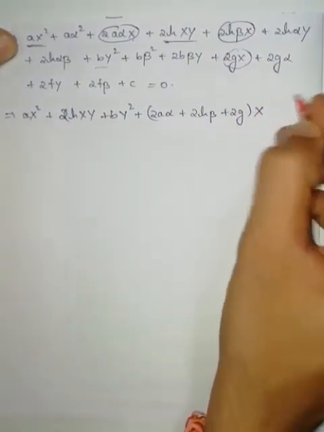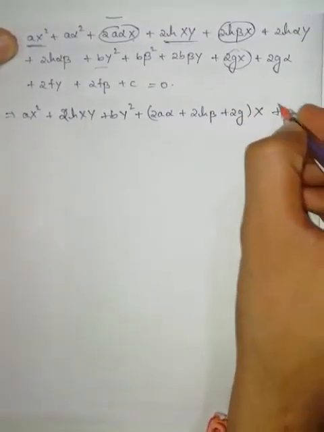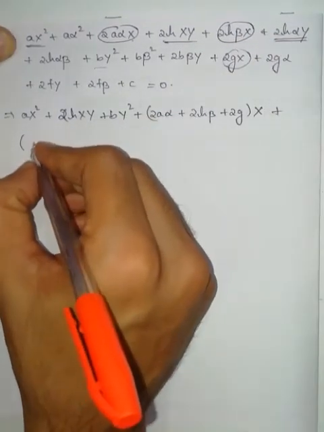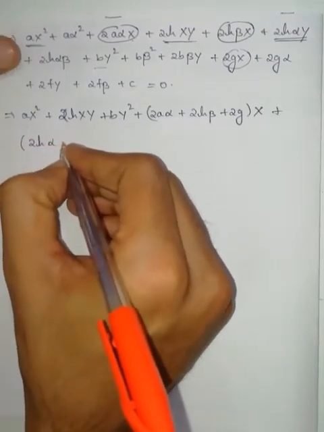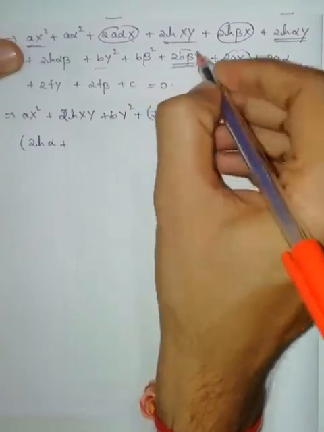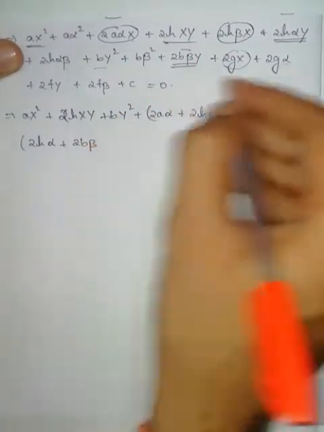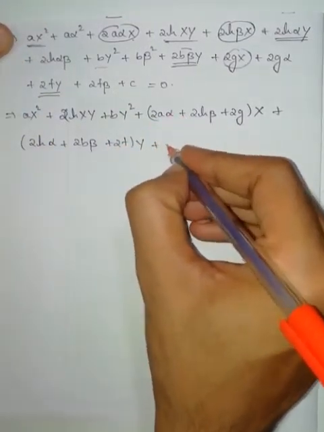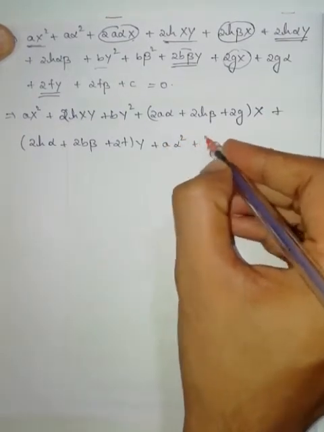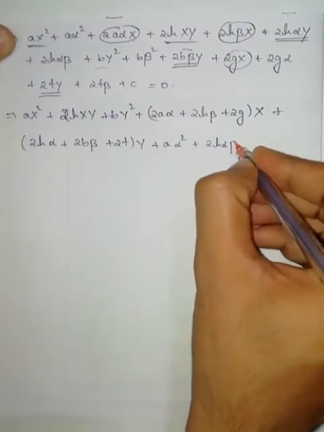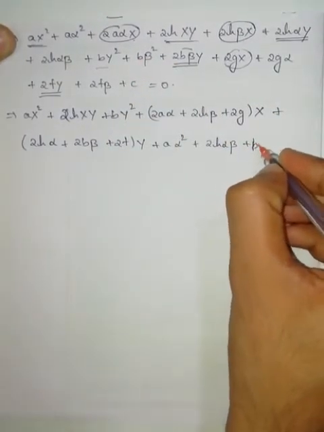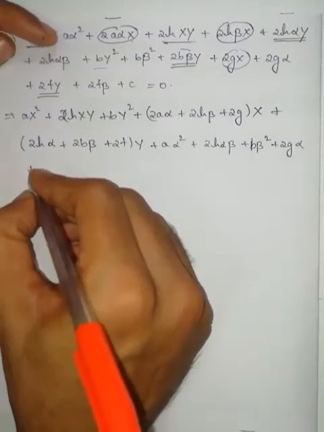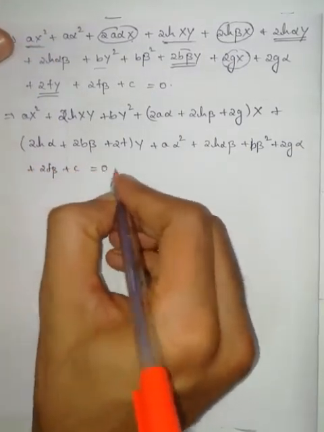2g into X. Now plus taking Y common from this term, we will get 2h alpha plus from this one 2b beta plus from this one 2f into Y, and remaining all are constants, plus a alpha square plus 2h alpha beta plus b beta square plus 2g alpha plus 2f beta plus c is equal to 0.